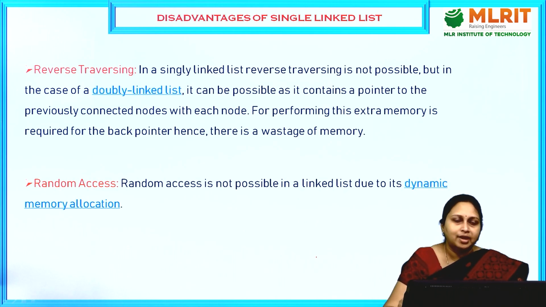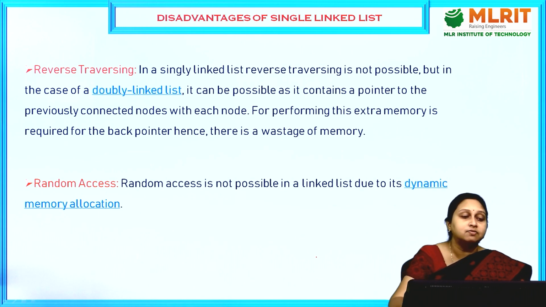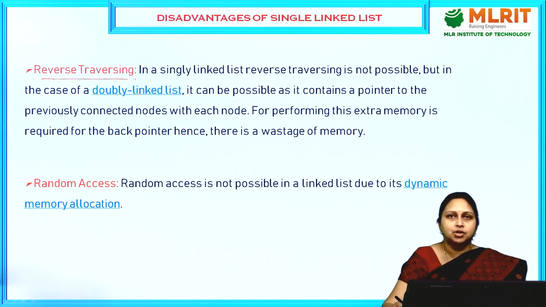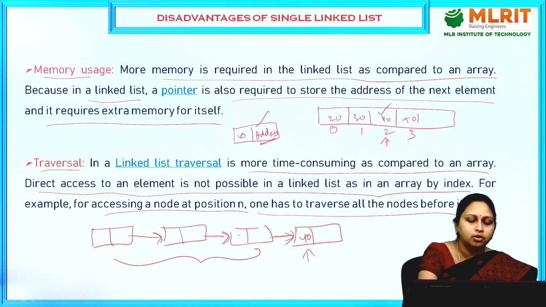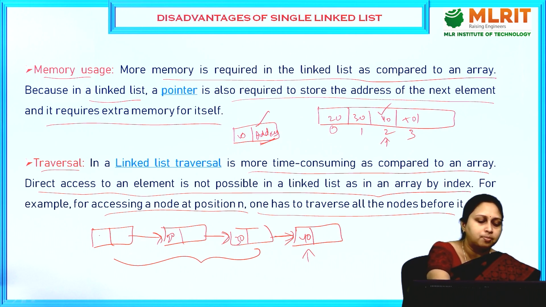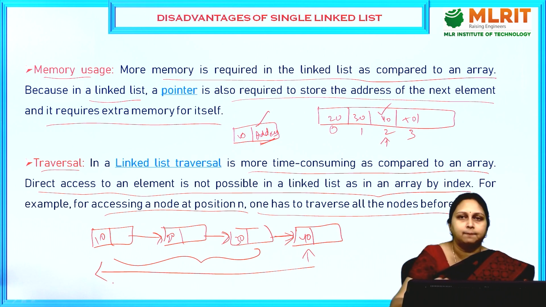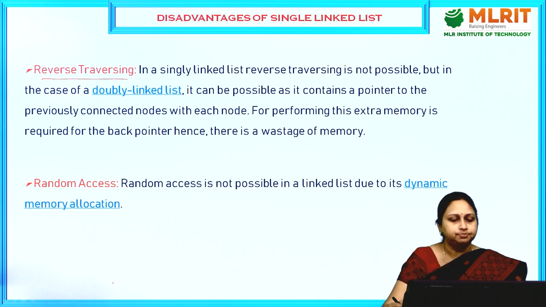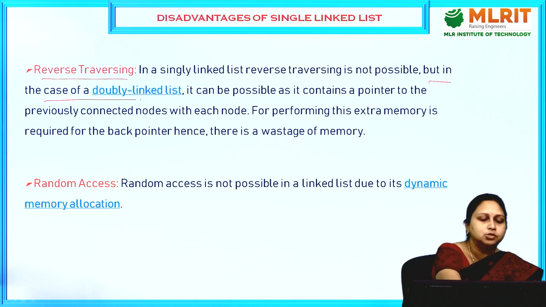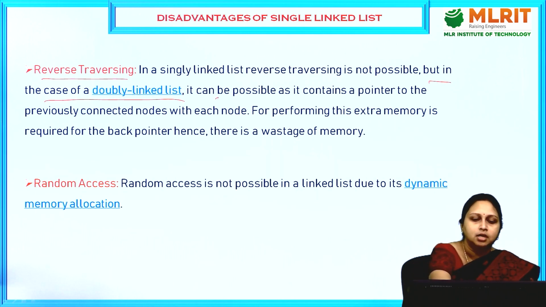And one more disadvantage with the single linked list is reverse traversing. Reverse traversing is difficult in a single linked list. As we can see, we have only one direction from one node to another node, right? If I want to traverse through this list backward, from here to here, I want to traverse 40, 30, 20 and 10. It is very difficult. That's why we are going with the concept called double linked list. In the case of a double linked list, it will be easy. Why? Because it is possible, as it contains a pointer to the previous connected node also.